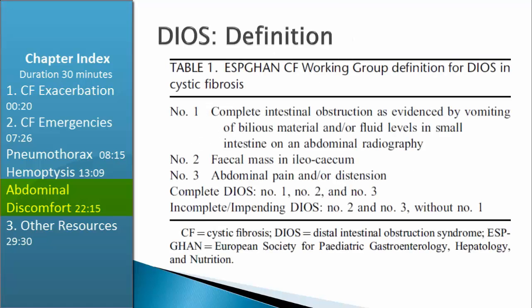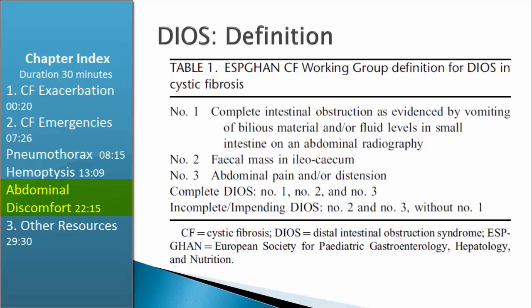What is the definition? So you can have either partial or complete DIOS. Here are 3 things that are used, and if you have just number 2 and 3, that's considered partial or incomplete, and if you have all 3, that's considered complete obstruction. So the first, number 1, is complete intestinal obstruction as evidenced by bilious emesis or air fluid levels in the small intestine on the KUB. So again, that's only present in a complete obstruction.